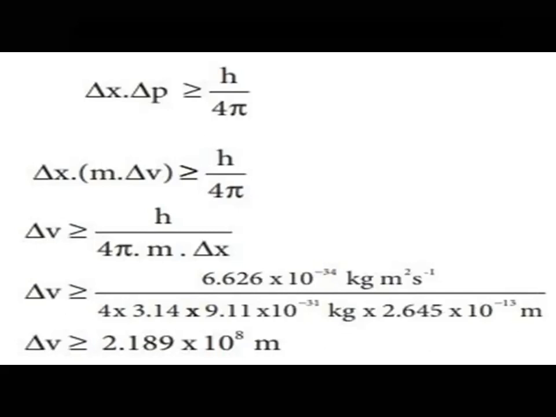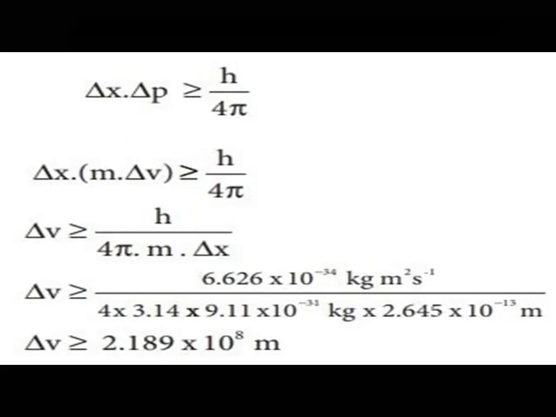If I take an electron, the position of the electron in the orbit may change. The velocity of the electron in the orbit may change. But will the mass of the electron change? It will be 9.1 into 10 raised to minus 31 kg only. Yes, delta v, I can write it in this form also, delta v greater than or equal to h upon 4 pi m delta x. Or I can find delta x also, h upon 4 pi m delta v. Substitute all the values, you will get delta v, which might be more than or equal to 2.189 into 10 raised to 8 meters per second.